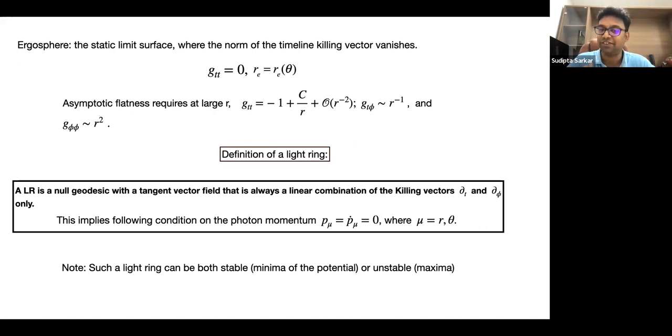This is the definition of the light ring for a general stationary spacetime. It will obviously match for the Schwarzschild or Kerr case. I'm not talking about whether it's stable, or whether it's a minimum or maximum of the potential. So a light ring defined in this way can be both stable and unstable. Good, so let's go ahead.